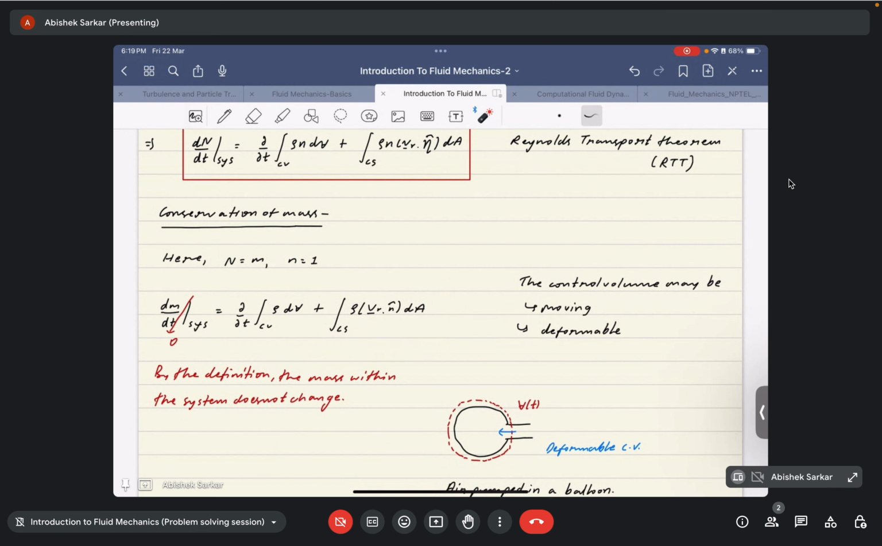Okay, so there is no specification or simplification applied. If at all necessary, we will see how the application of a certain assumption modifies this form of the governing equation for the conservation of mass.